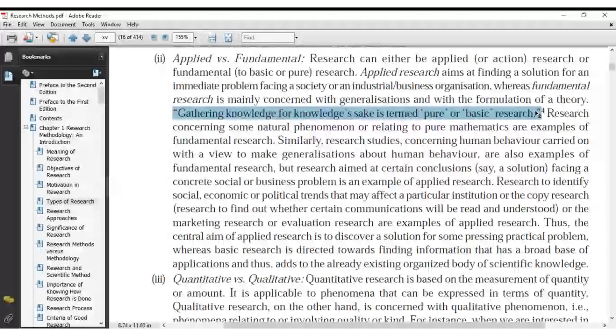So applied research is not pure research, and it is not basic research. Pure and basic research is the same thing. Pure or basic research just means researching for the purpose of gathering knowledge, period. You are not trying to solve any problem. So applied research cannot be pure and it cannot be basic.